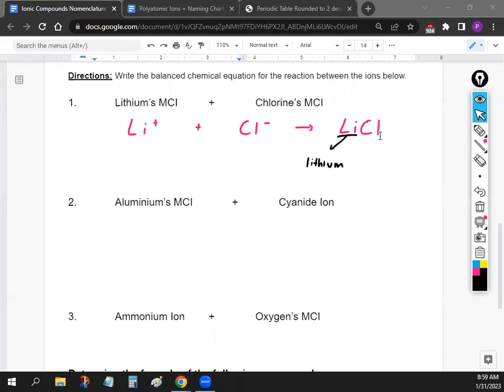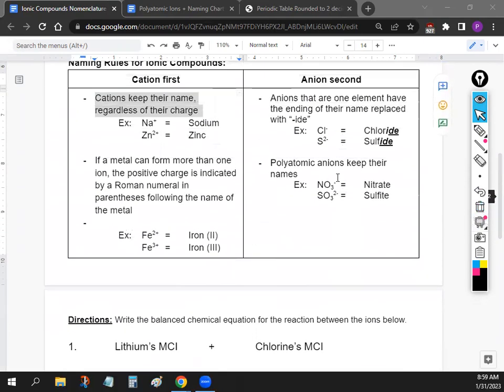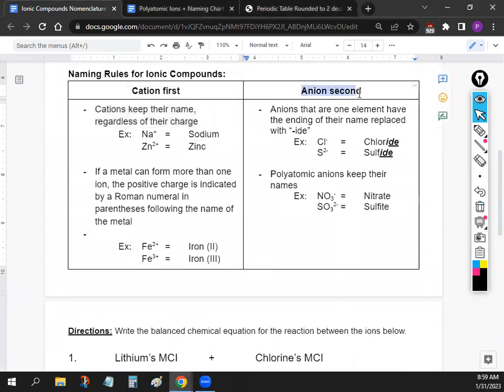All right, now we just need to write the name for the anion, and this one we have to change up a little bit, but it's not too bad. I'm going to scroll up again. If you take a look at the anion, it says anions that are 1 element, so chlorine is 1 element, we change the ending to IDE. For example, chlorine becomes chloride, and sulfur becomes sulfide.